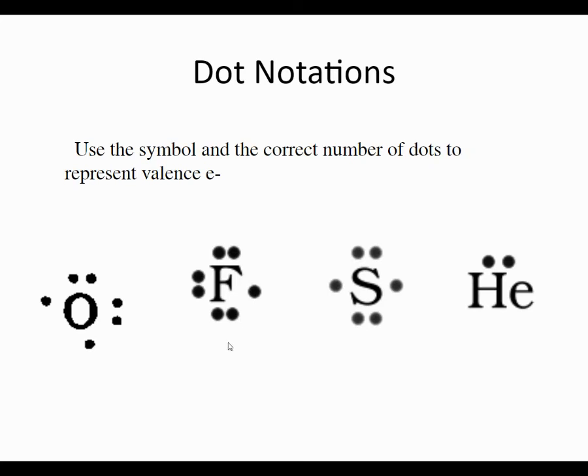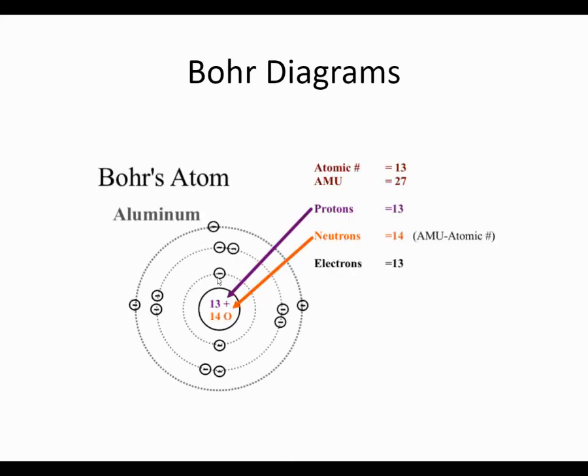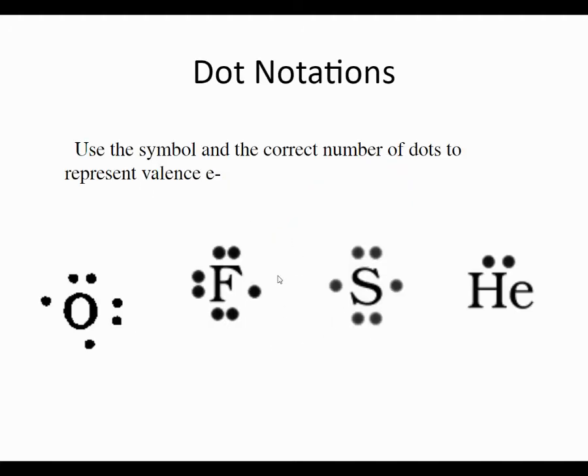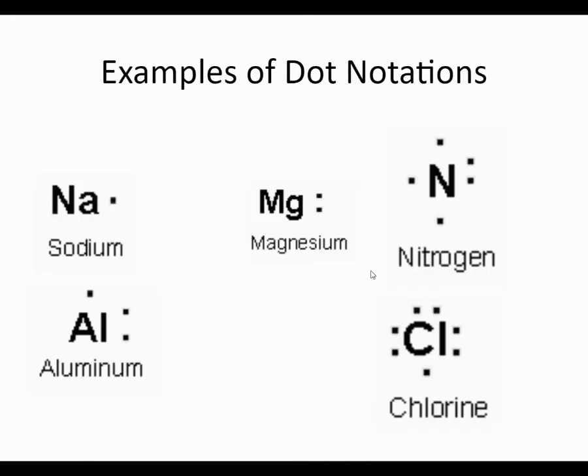Now, Lewis dot diagrams, our notations, are much easier to do because you're just taking the valence electrons. You're taking the symbol and adding the valence electrons. So for aluminum, there are 1, 2, 3. You would do Al with 3 dots. Fluorine has 7, so you see 7. Sulfur has 6, so there's 6. Helium has 2, so it has 2. That's how we look at our dot notations.